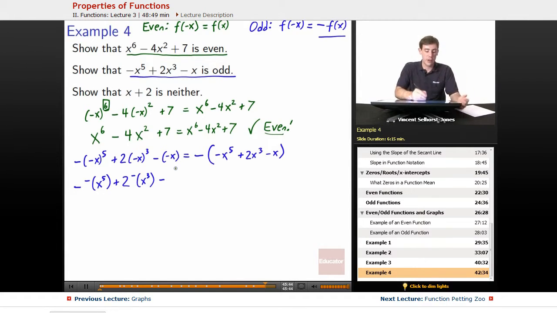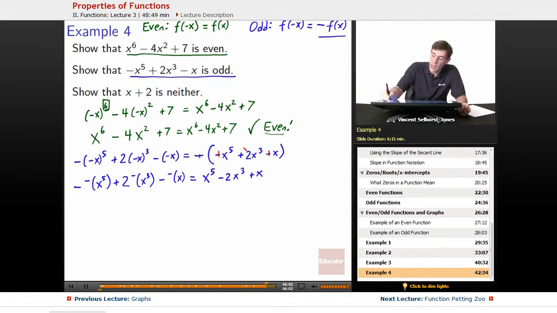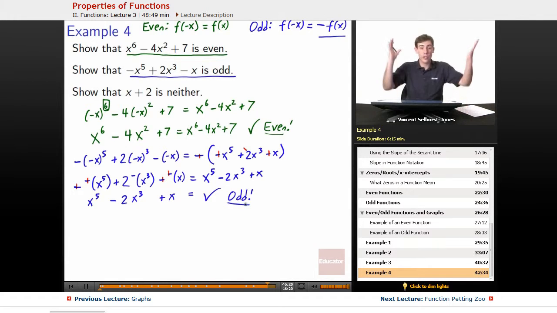Minus, we can pull that negative out as well, negative x equals, let's distribute this negative, so we get cancellation, negative shows up here, cancel, so we get positive x to the 5th minus 2x cubed plus x. So let's finish up this left side, do cancellations over here as well, positive, positive, this stays negative, positive, positive, so we get x to the 5th minus 2x cubed plus x equals the exact same thing over here on the right side. Checks out. Yes, it is odd. Great.